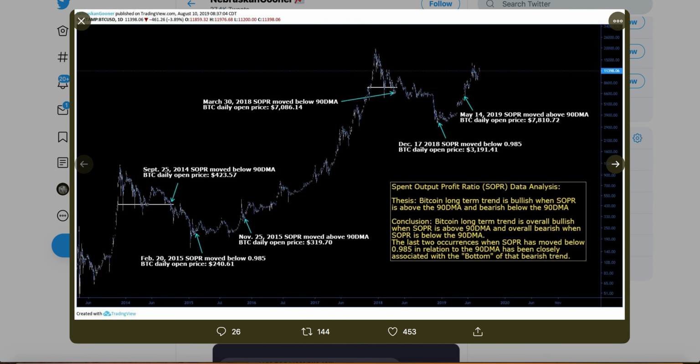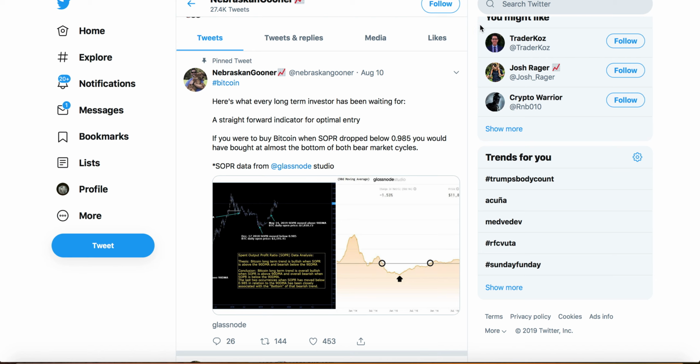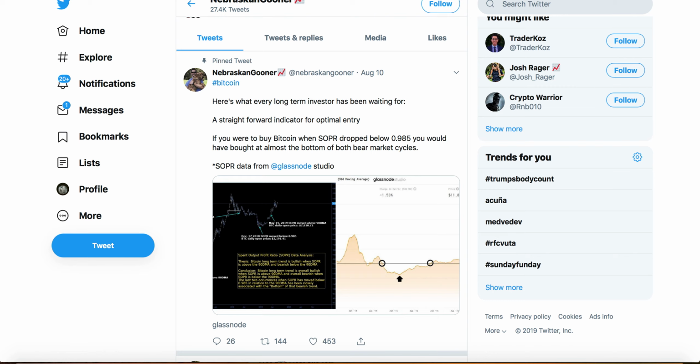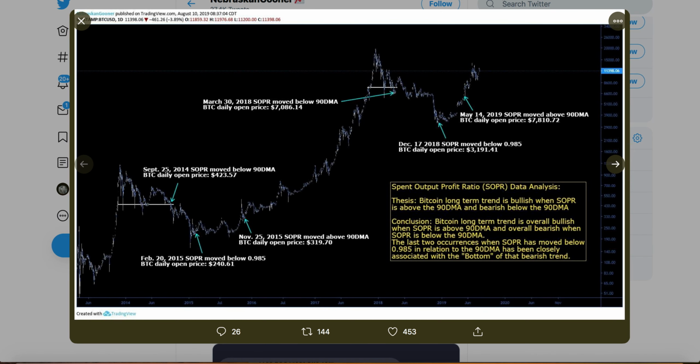So let's talk about this indicator. This indicator is basically the spent output profit ratio, and this is from Nebraska Gunner. If you were to buy Bitcoin when SOPR dropped below 0.985, you would have bought almost at the bottom of the bear market. So basically, he's talking about on September 25th, SOPR moved below the 90 DMA.